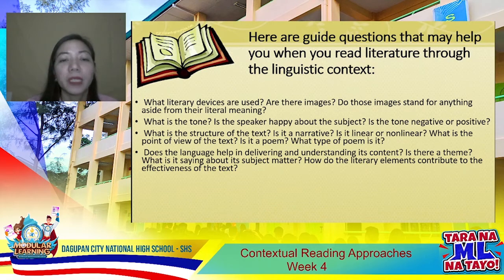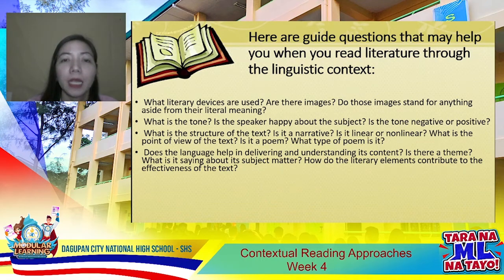What is the structure of the text? Is it a narrative? Is it linear or nonlinear? What is the point of view of the text? Is it a poem? If yes, then what type of poem is it? Does the language help in delivering and understanding its content? Is there a theme? What is it saying about its subject matter? How do the literary texts or elements contribute to the effectiveness of the text? So these are the guide questions that will help you in reading literature through the linguistic context.